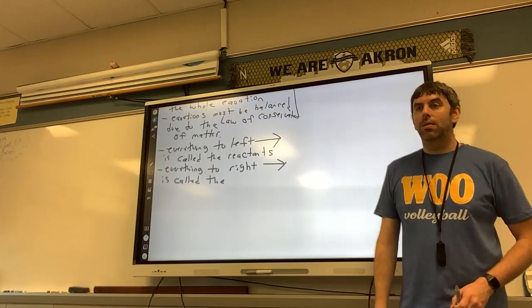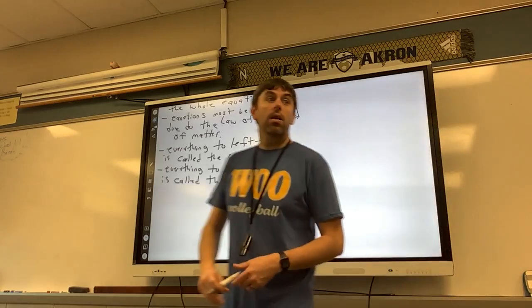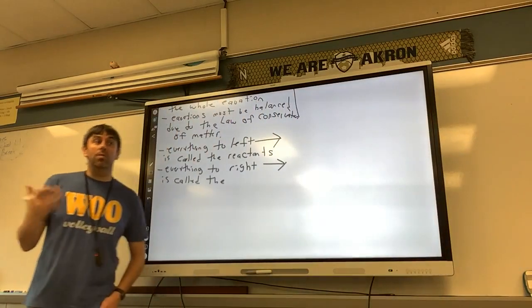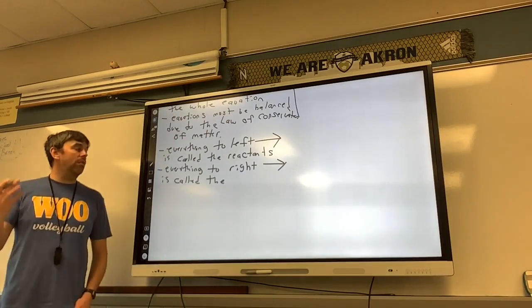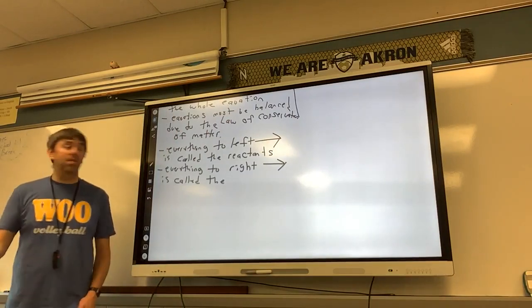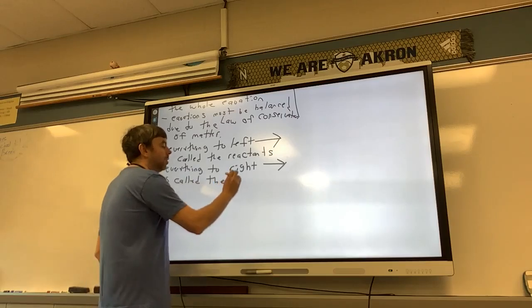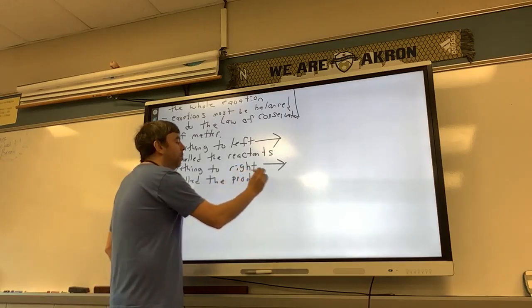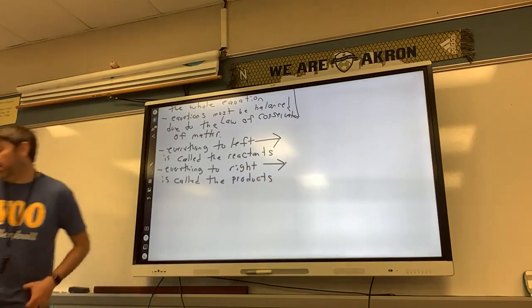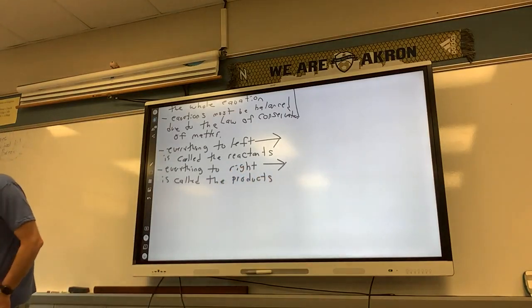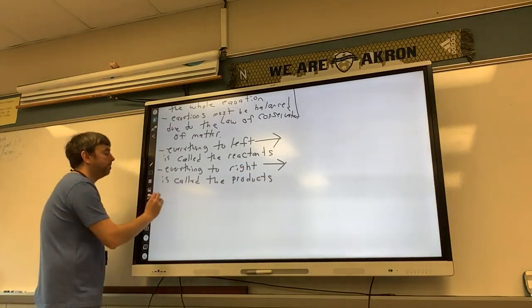The reactants is what I'm starting with, my ingredients. But everything to the right of the arrow, what I end up with, my cake, is my products. So what I end up with on the other side of the arrow is my products. So let's give an example.